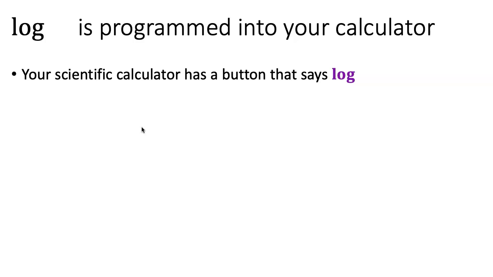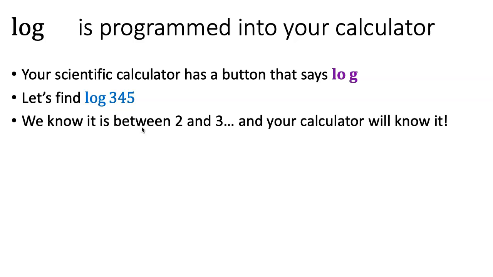Log base 10 is so important, it's programmed into your scientific calculators. If you look, there is a button somewhere that says log, whether your scientific calculator is on a phone or an actual calculator. So let's find log of 345. Remember, it's understood that the base is 10. So we know it's between 2 and 3 because 10 squared is 100 and 10 to the third power is 1,000. So it's got to be somewhere between 2 and 3, but who knows where.